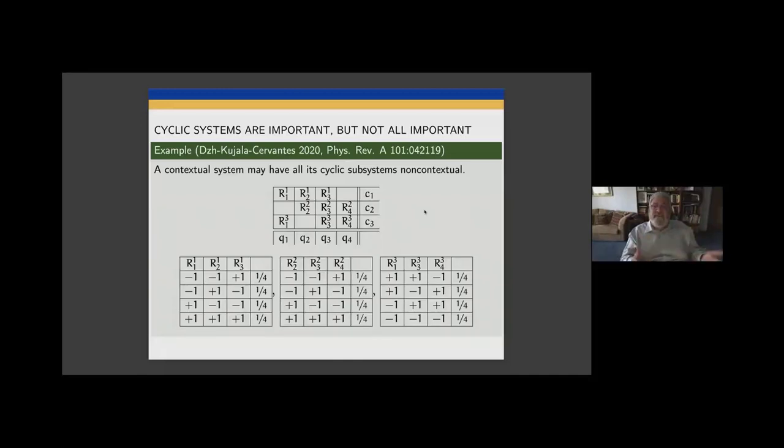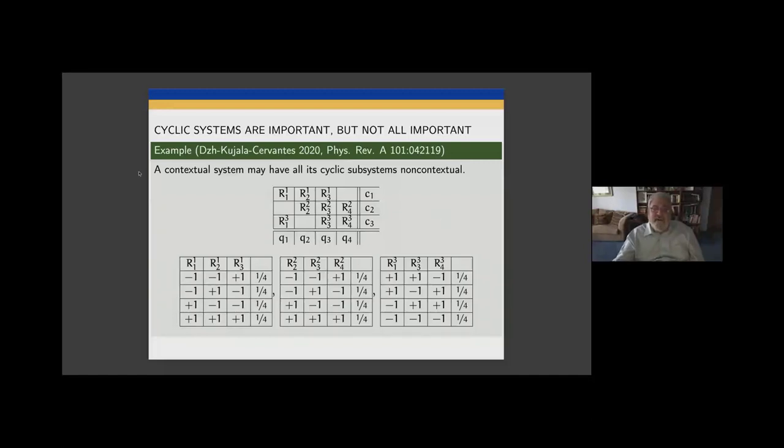Obviously, if it does have a cyclic subsystem that is contextual, then the larger system must be contextual, right? So that has nothing to do with cyclicity. If a subsystem of a system is contextual, then the larger system is also contextual. However, the conjecture was that it might work also in the other direction: that if a large system is contextual, then it should contain a subsystem which is cyclic and also contextual.